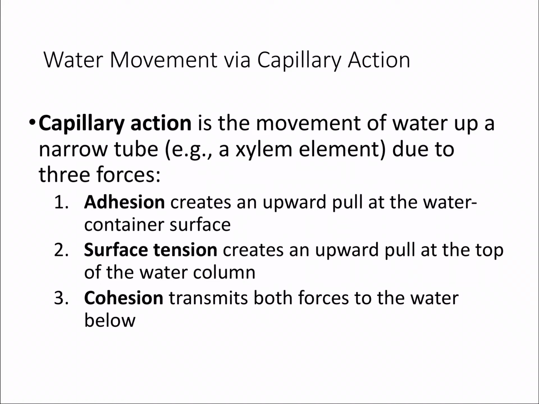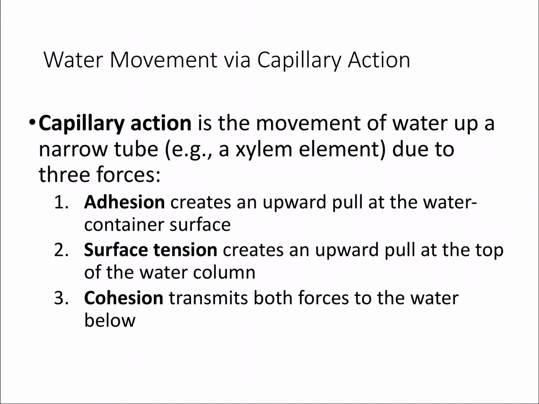All right, so how does this water move up? One of the ways this happens is through something called capillary action, which we also see happening similarly in the human body: movement of water up a narrow tube, for example the xylem element, due to three forces. These are three forces that have to do with the properties of water. The first one is adhesion. Adhesion is this tendency for the water molecules to stick together, and when they stick together, that creates an upward pull at the water container surface.